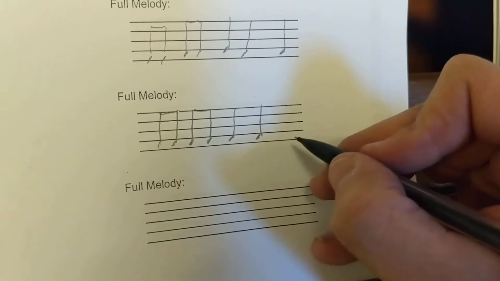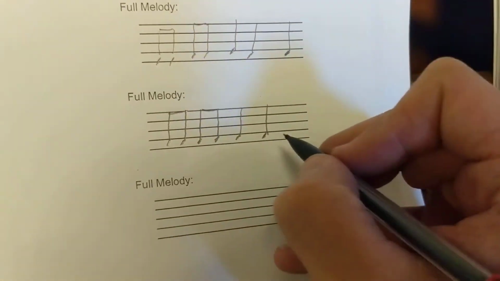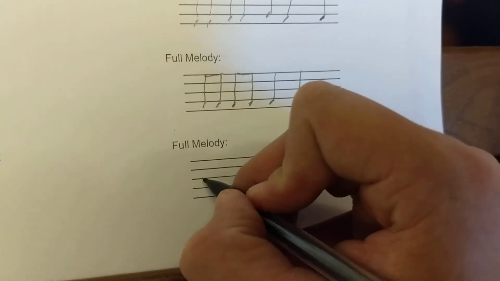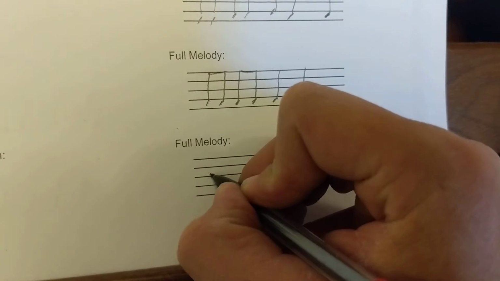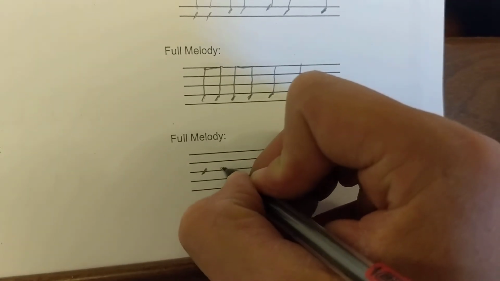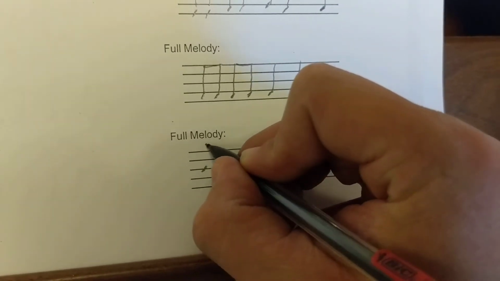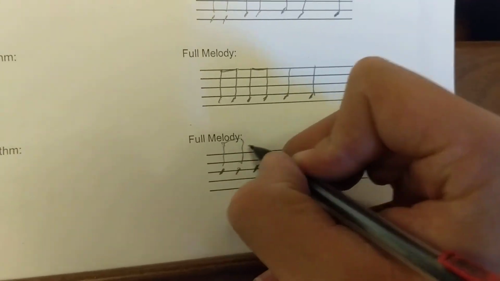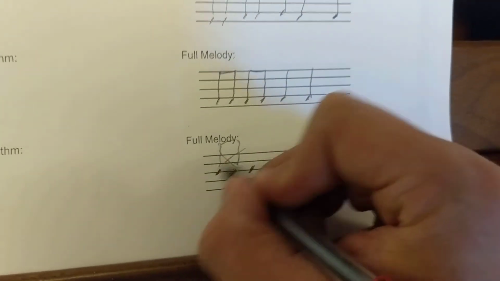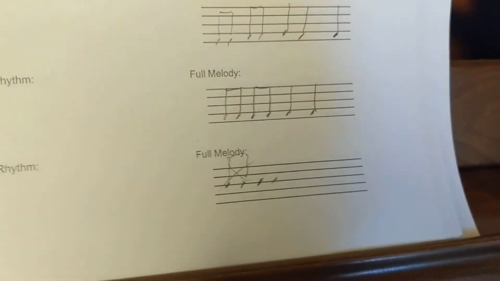What I will warn against is doing this, drawing it on another line that is not one of the notes that we use. I saw a lot of people use this middle line, and that's not a note that we use. So that's automatically points off. That's no good. All right?